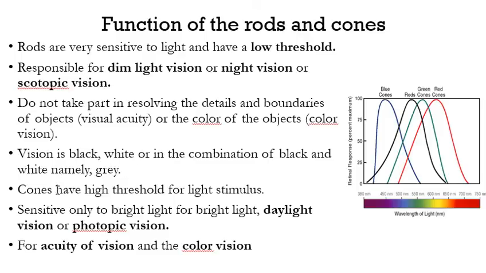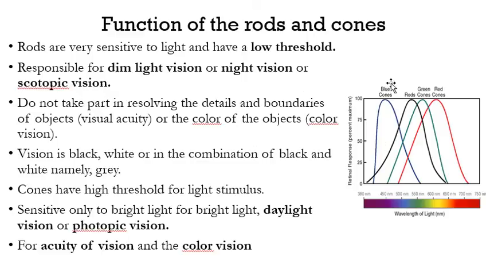The cones on the other side, they have a high threshold for light stimulus and are very sensitive only to bright light. And they are used only for daylight vision, and this is photopic. So it is used for acuity of vision and color vision. So scotopic, photopic.